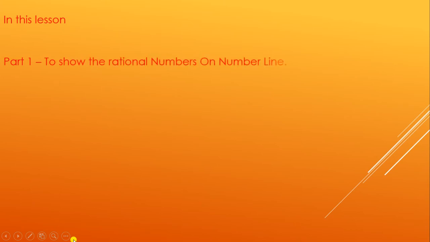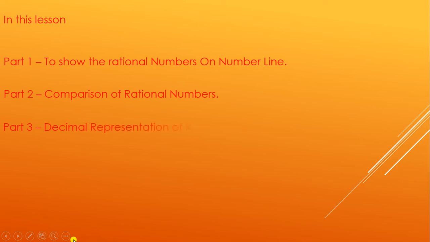With this clip, we have completed our first lesson, rational and irrational numbers. In this lesson, we learned in part 1 to show rational numbers on the number line. In part 2, comparison of rational numbers. In part 3, decimal representation of rational numbers. And in part 4, irrational numbers.